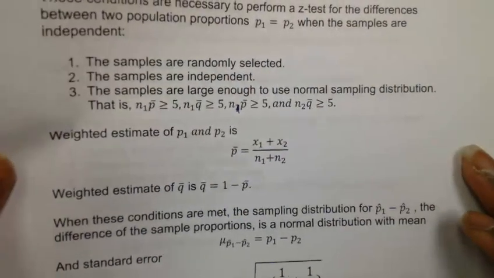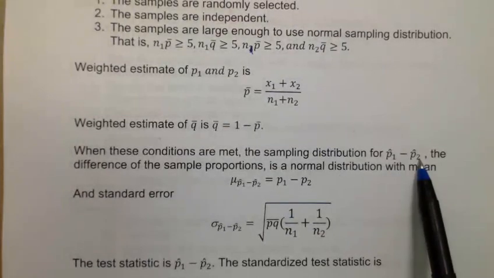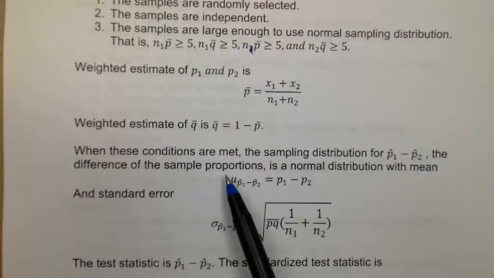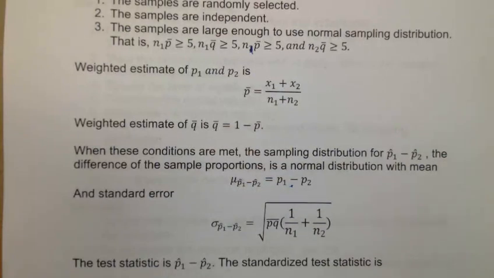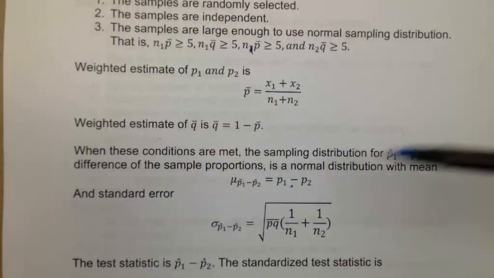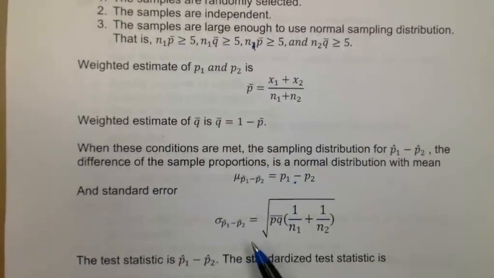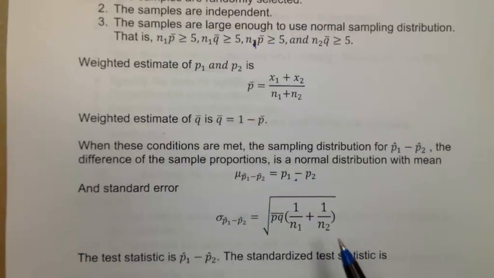When these conditions are met, the sampling distribution for p hat 1 minus p hat 2, the difference of the sample proportions, is a normal distribution with the mean p1 minus p2 and standard error the square root of p bar q bar times 1 over n1 plus 1 over n2.